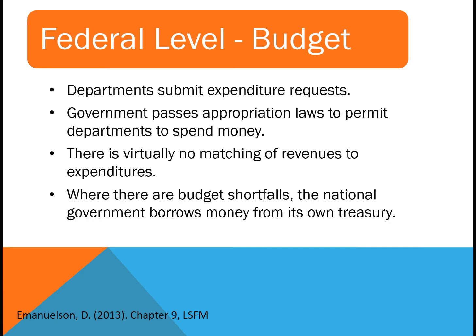They do it every year. There's actually virtually no matching of revenues to expenditures. And where there are budget shortfalls, the national government borrows money from its own treasury. I don't quite understand this, but what I do understand sounds scary to me. Basically, the federal government doesn't have to ever break even or ever try to match their expenditures with revenues.